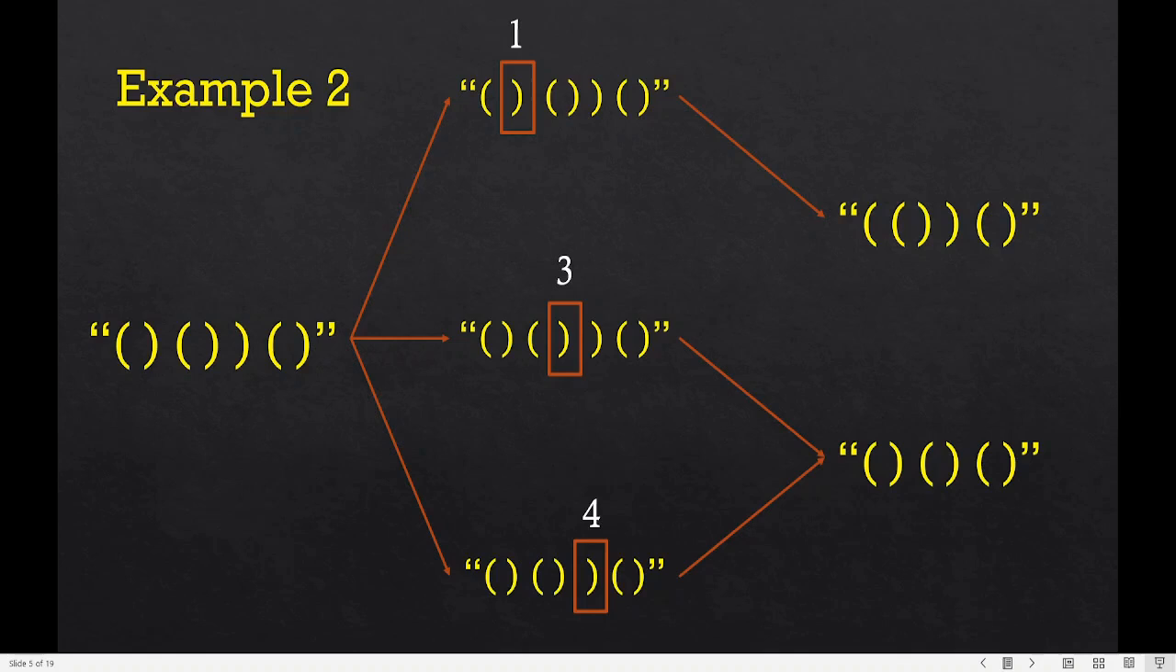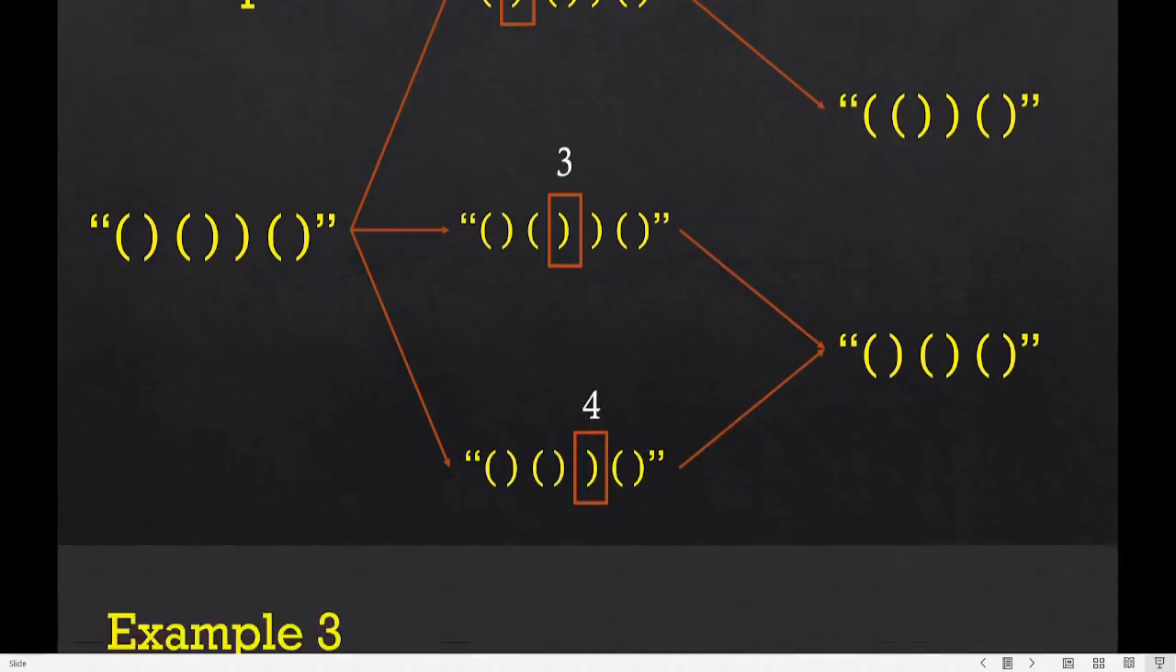So you can see here, from a single invalid expression, by removing different parentheses in different ways, we got two valid expressions out of it. And here you can see the total number of parentheses removed in all these three ways was the same, that is just one parenthesis was removed. Now take a look at the third example.